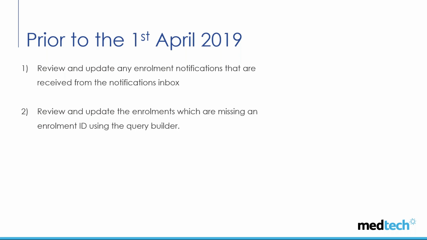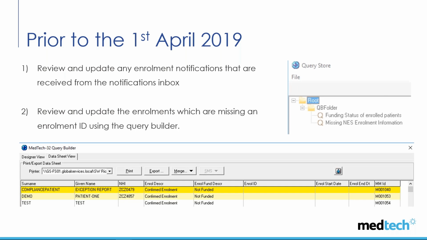Okay, so what needs to be actioned by practices prior to the 1st of April? So prior to the 1st of April, there's two recommendations. Two things that are very important for all practices to action in order to prevent any loss of funding. The first one is to review and update any notifications that have resulted from the enrollment synchronization process. And also to review and update any enrollments which are missing an enrollment ID using the query builder.